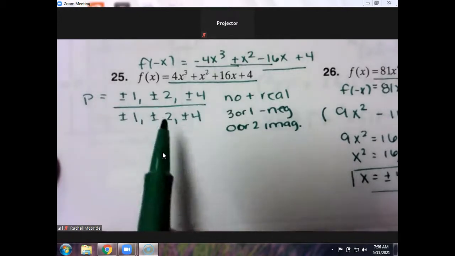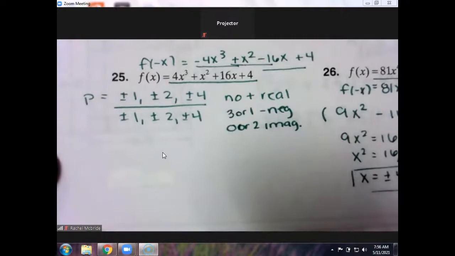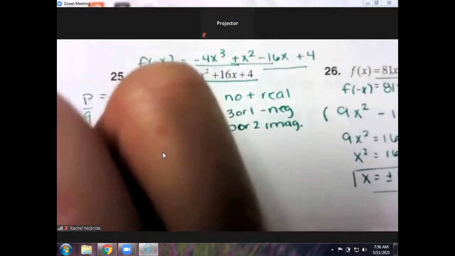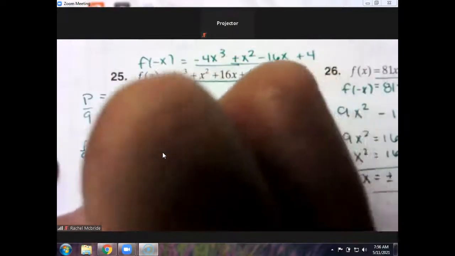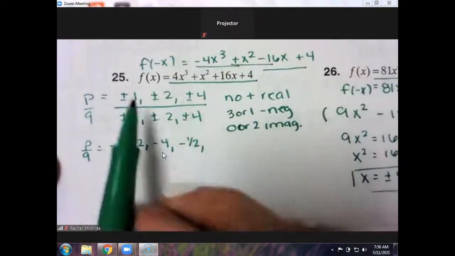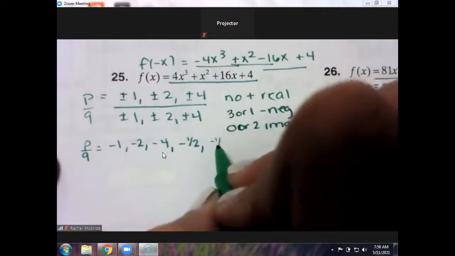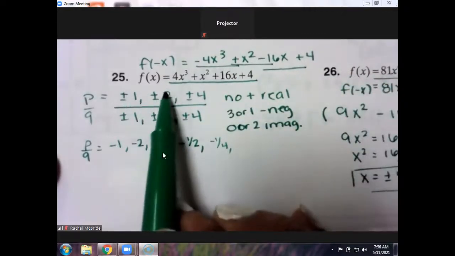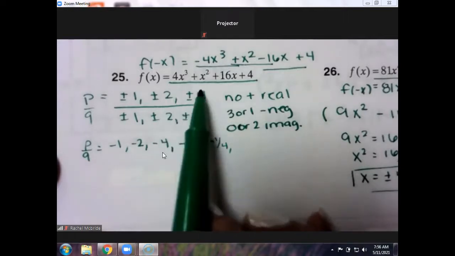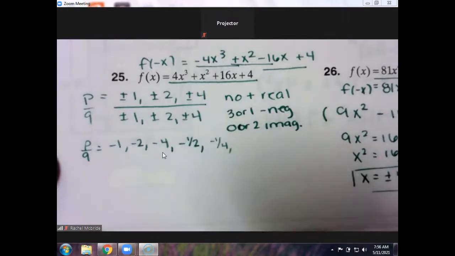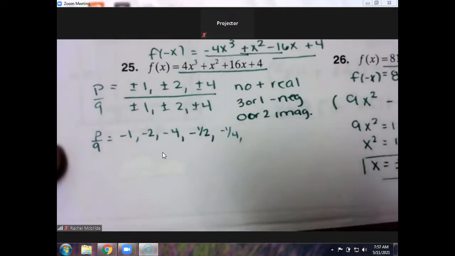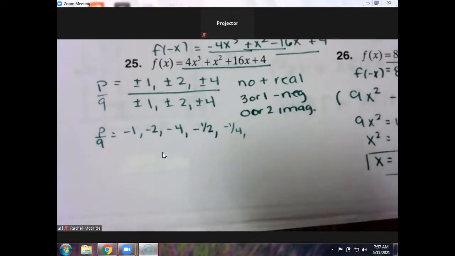So when I look at my p divided by q, they can now only be negatives. So that's negative 1, negative 2, negative 4, negative a half, because 1 over 2, negative a fourth, and that's your choices. So then to figure out which one it was, so now you only have 5 choices.